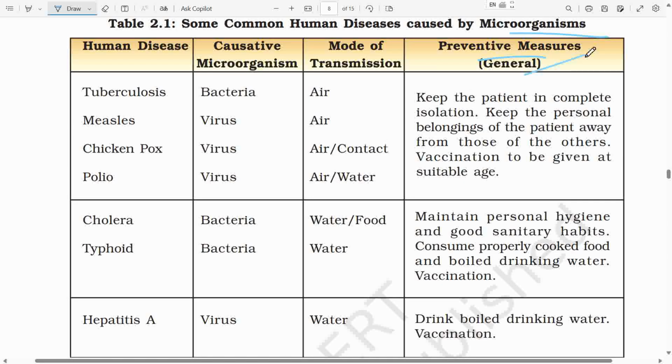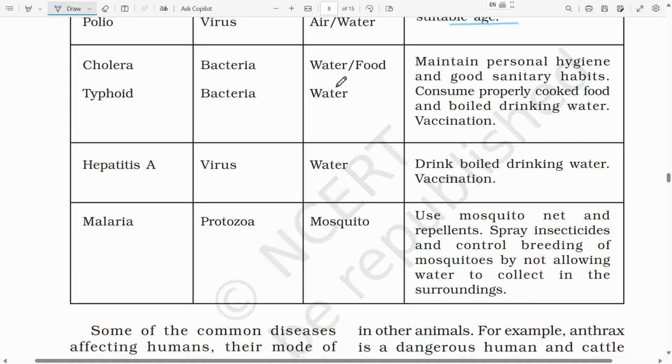Preventive measures general for all these diseases. Keep the patient in complete isolation. Keep the personal belongings of the patient away from those of the others. Vaccination to be given at suitable age. Now, second set of human disease. Cholera. Causative microorganism, bacteria. Mode of transmission, water or food. Typhoid. Causative microorganism, bacteria. Mode of transmission, water.